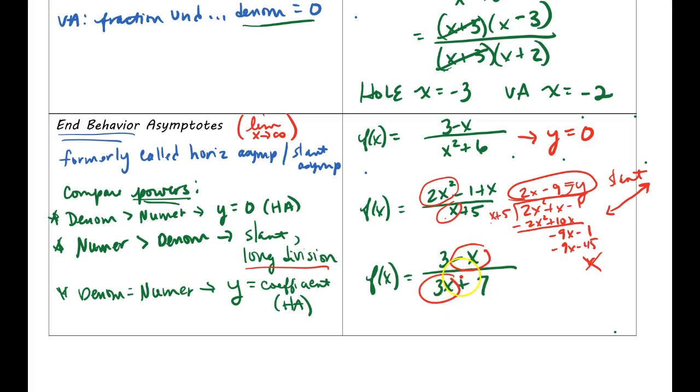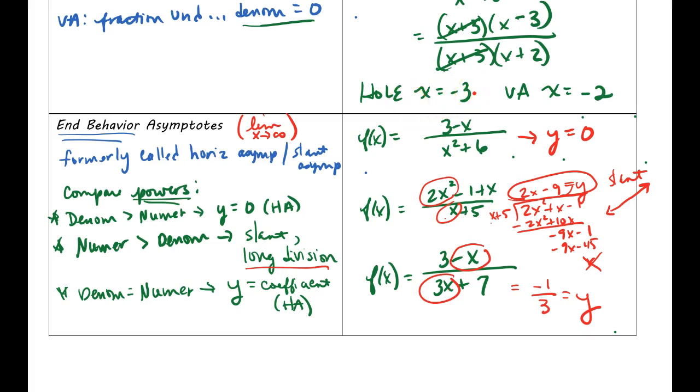The powers match. So when the powers match, you just go for their coefficients. So this is a negative 1 over a positive 3, and that would be my asymptote. So end behavior asymptote is written as a y equals, vertical asymptote written as an x equals. A hole, I wrote x equals, but it's probably a point sometimes.